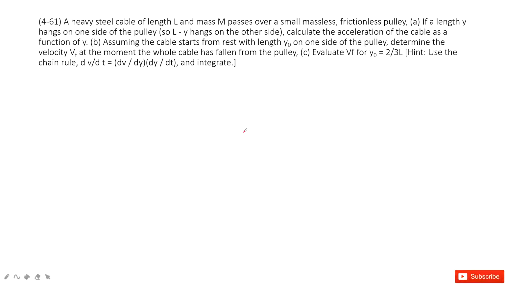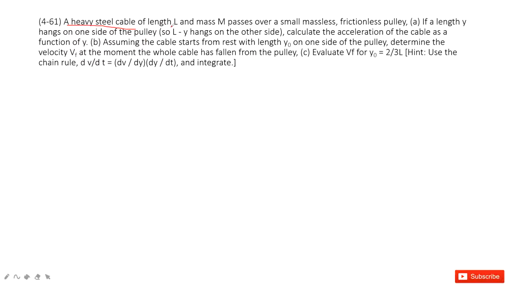Let's work on problem 61 in chapter 4. This one is a little bit difficult because this time the cable's length changes. So we can see a heavy steel cable. This one tells you we need to consider the cable's mass, right?